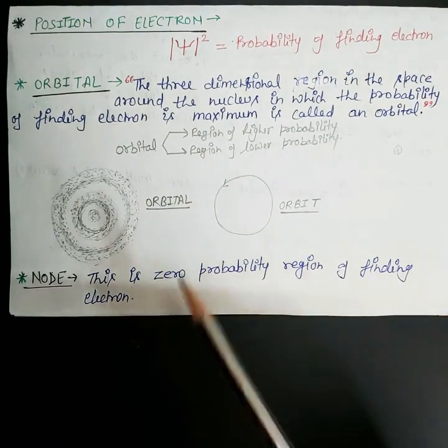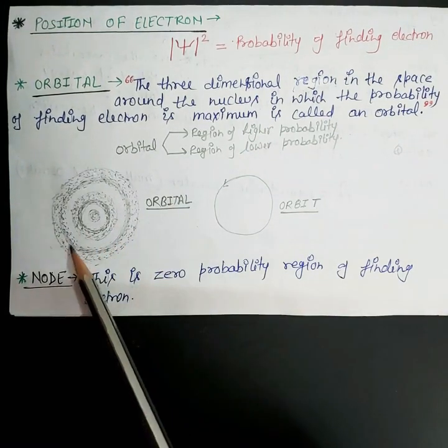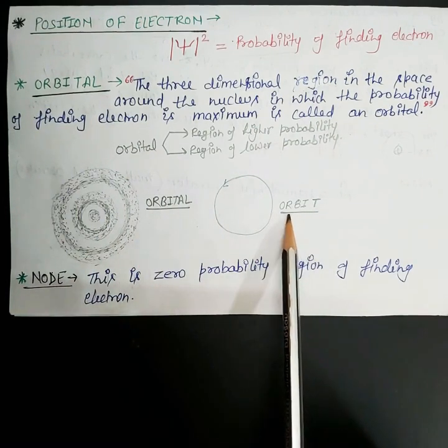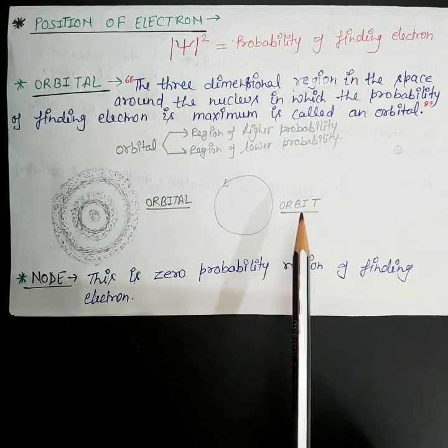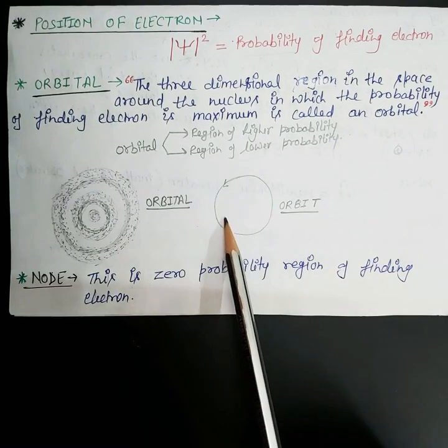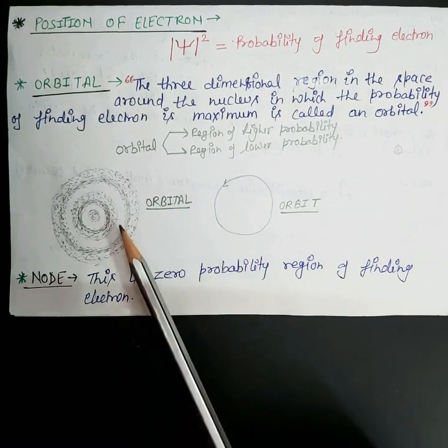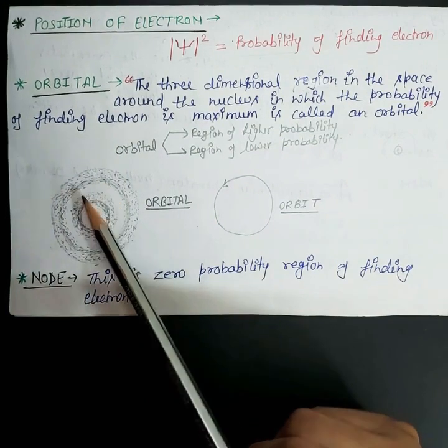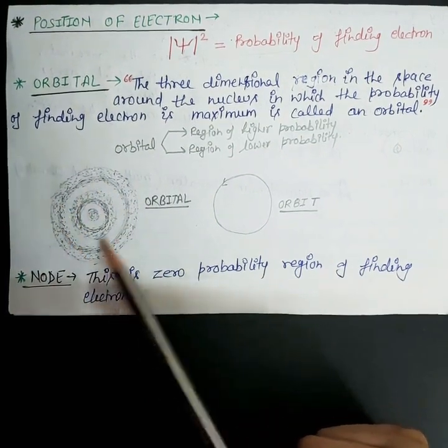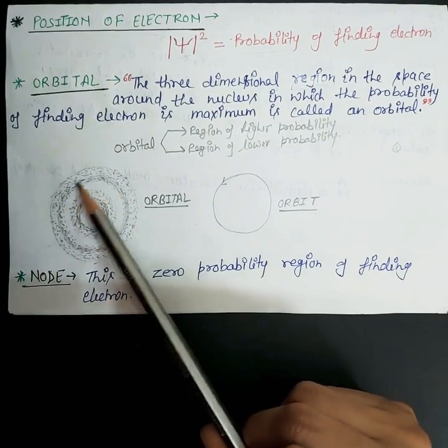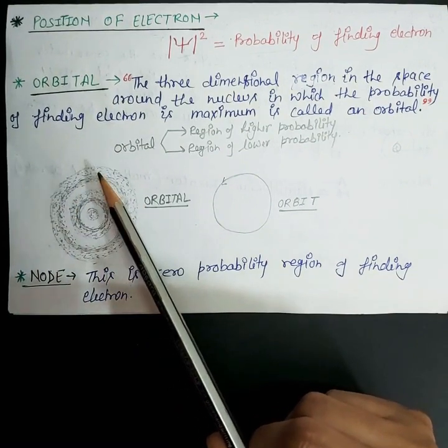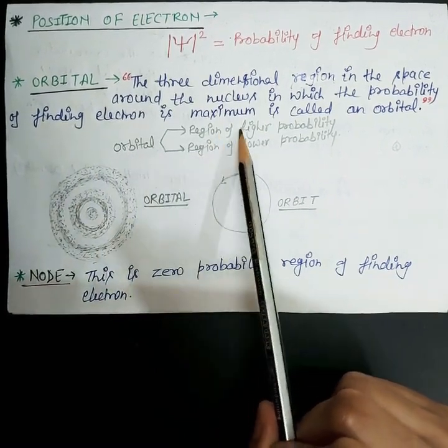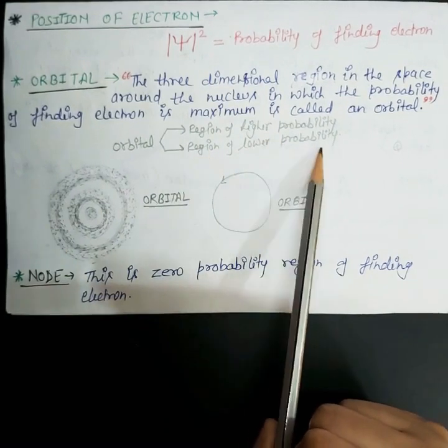Here I have represented the orbital, which is given by the wave mechanical theory, and here I have shown the orbit, which is given by Bohr's theory, which says that the electron revolves in an exact position. In this orbital, as you can see, I have represented some dark or dense areas and some lighter areas. This means that even in an orbital there can be a region of higher probability or a region of lower probability.